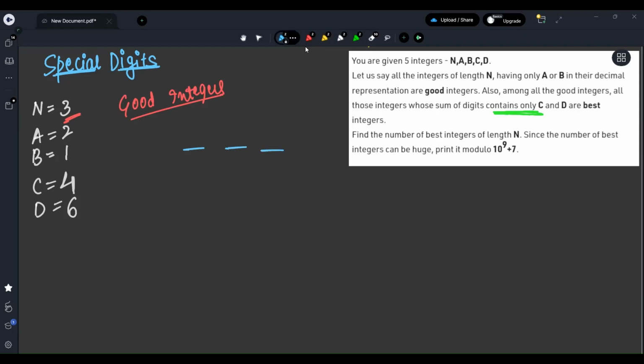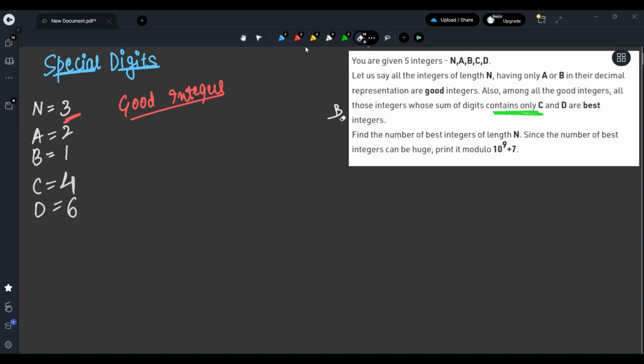Before understanding the question, let's go along with me. We have n positions. We want that within them only 2 and 1 are allowed, nothing more than that. That means I want permutations of 2 and 1, A and B. So what are the permutations of A and B?